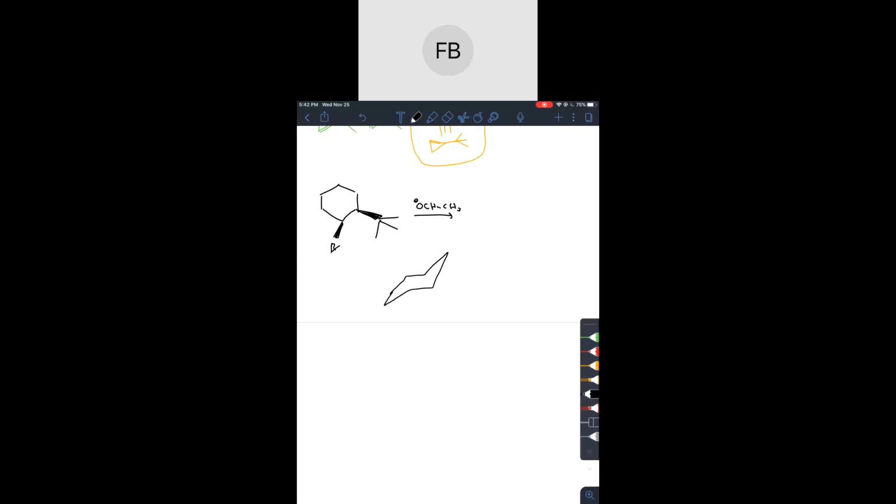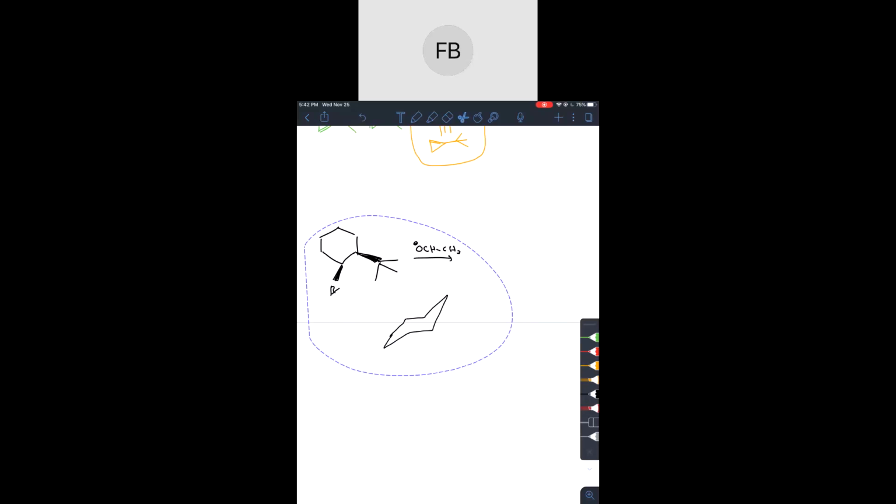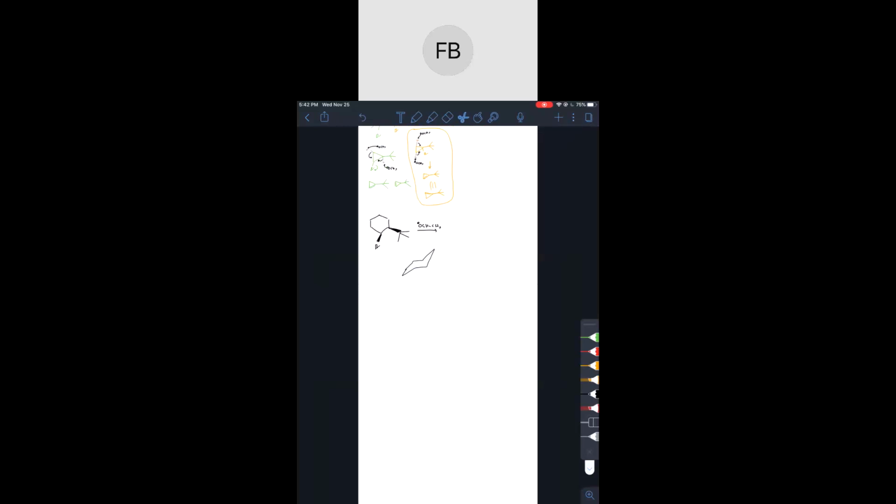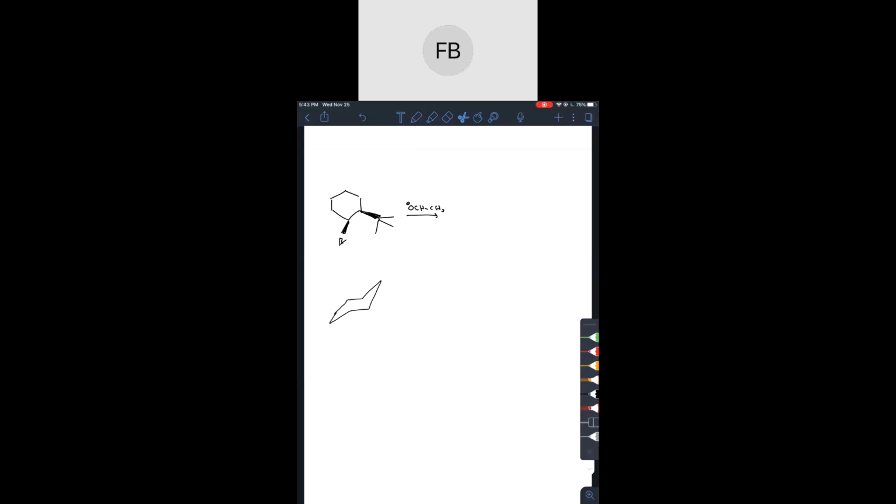Draw any chair conformation that works, any one that you like. I like this chair conformation personally, so I'm going to go ahead and do this one. All you have to do is put your group in an up position. So we know that our bromine has to be up.